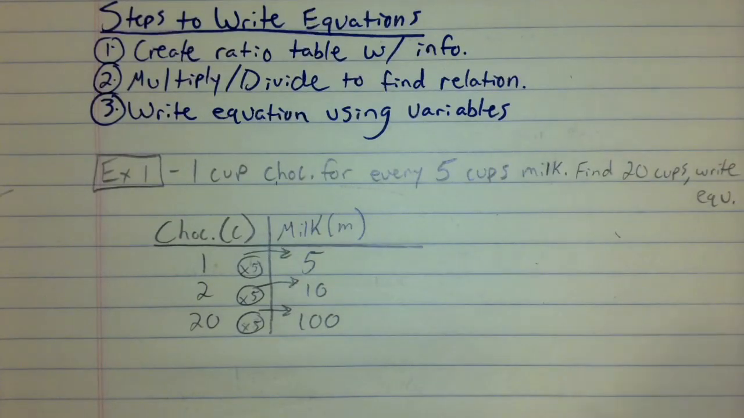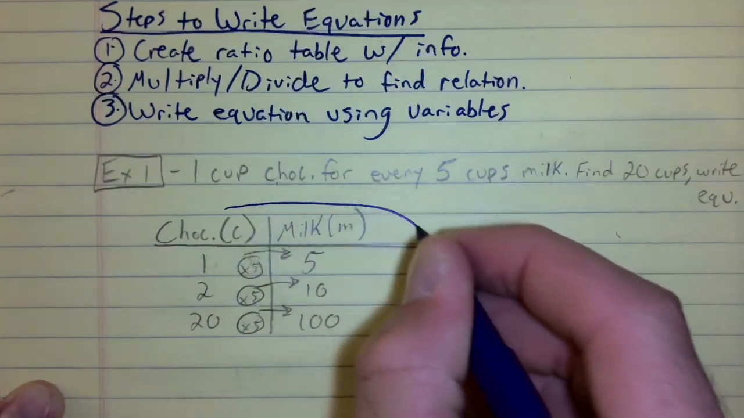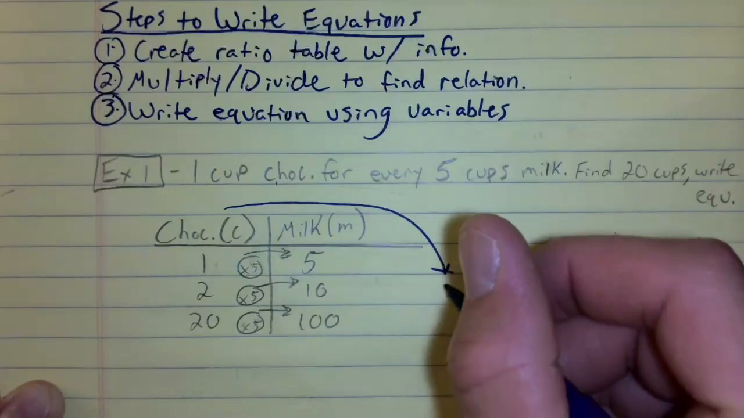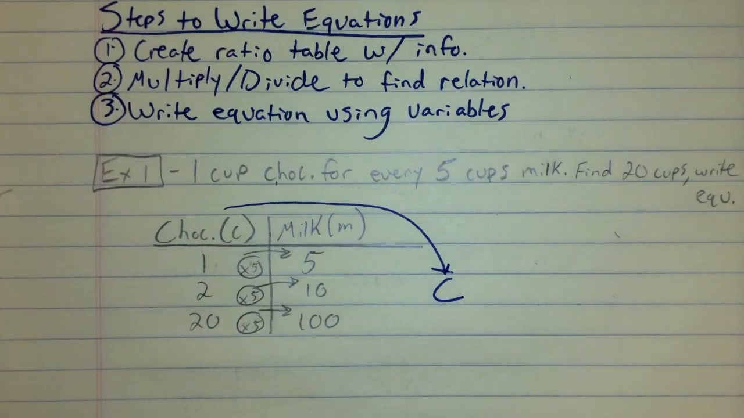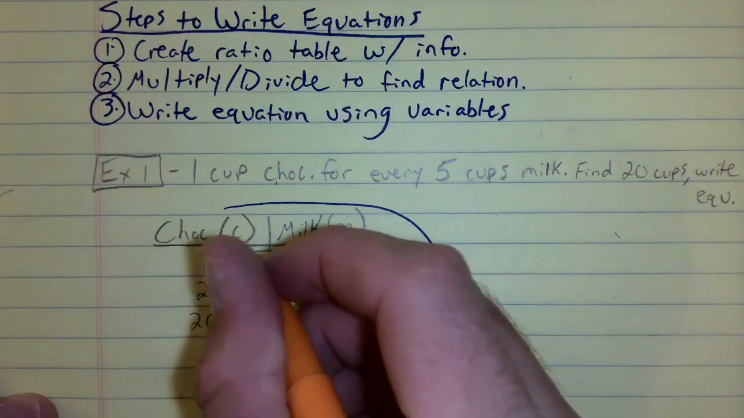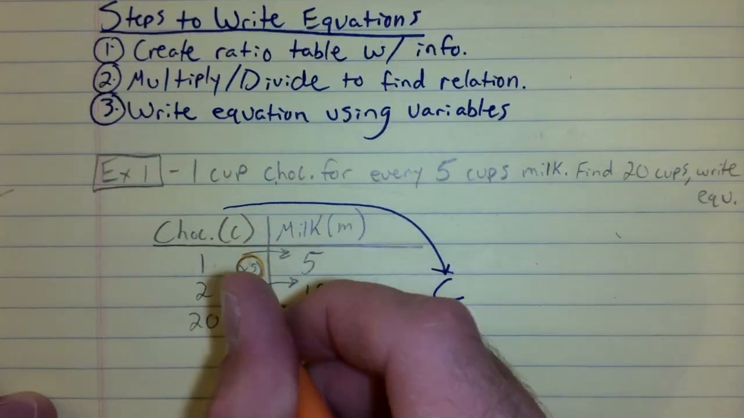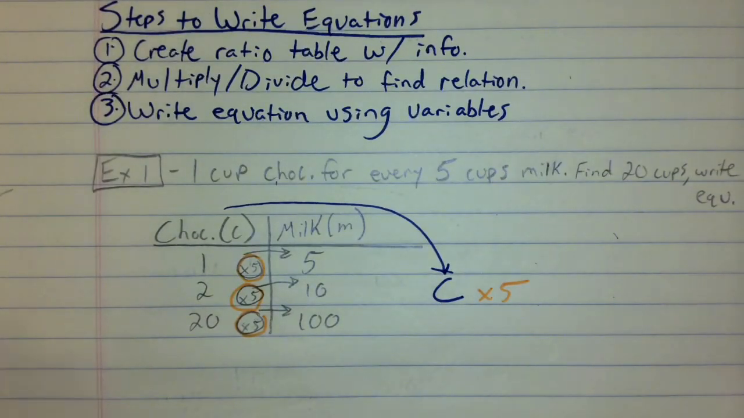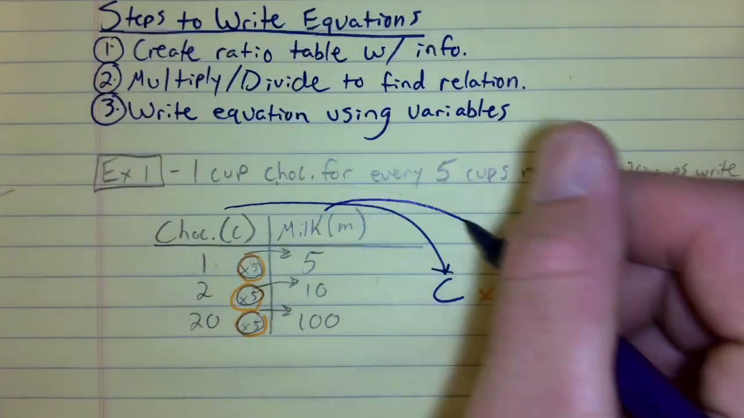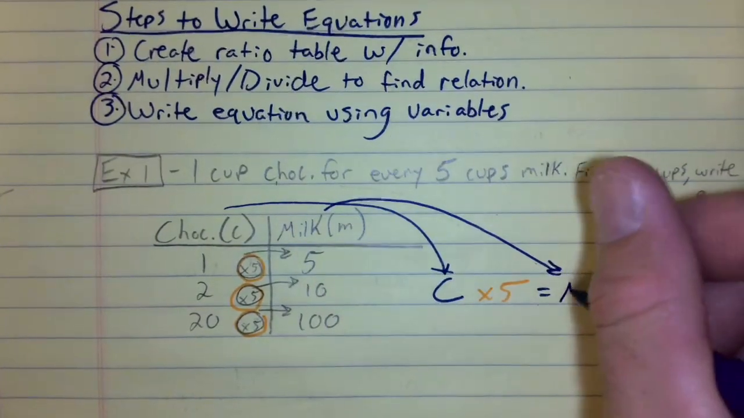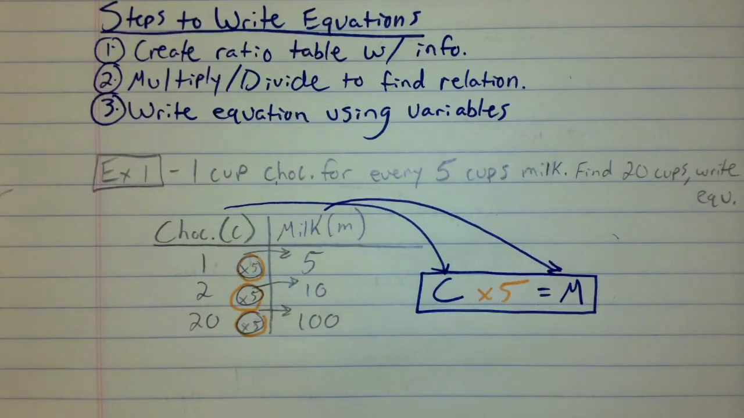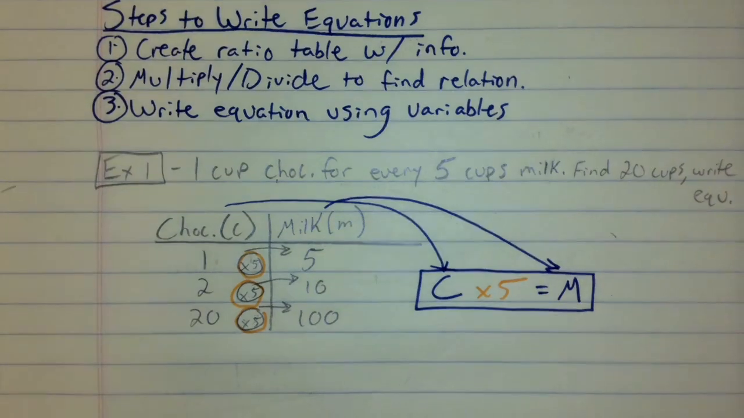So, to write your equation, step 3 says write equation using variables. So your variable C for chocolate, C, times 5, because right here we had times 5. C times 5 equals M for milk. That's it. C times 5 equals M. That's it. Let's try another one.